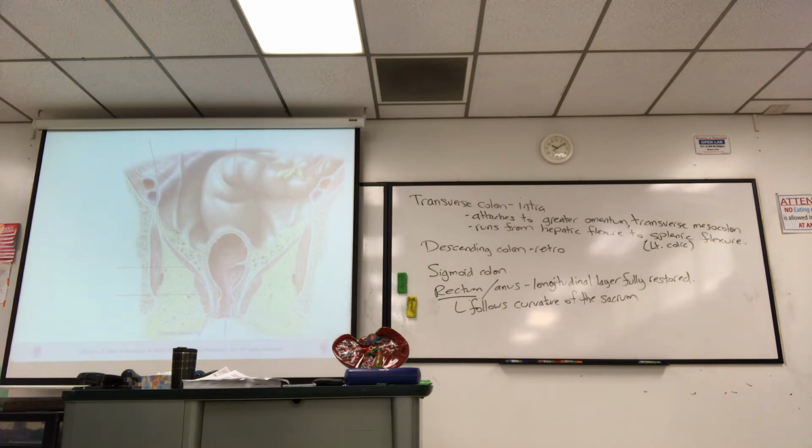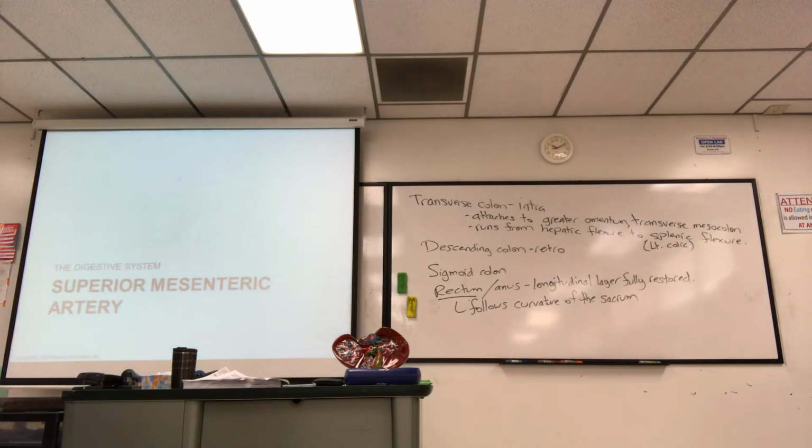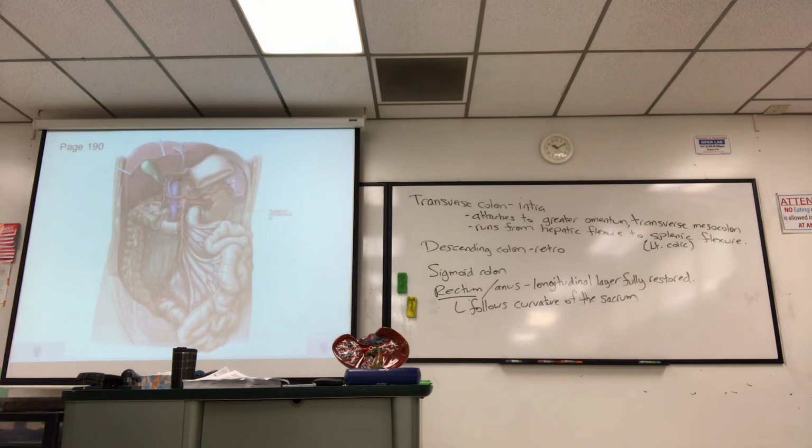So, yeah, now I want to kind of shift gears. We got to the end, literally, of the digestive tract. I want to talk about the blood supply. I talked about the celiac trunk, but I want to finish talking about the superior and the inferior mesenteric artery. Before I do, is there any questions on the small or large intestine? Okay.